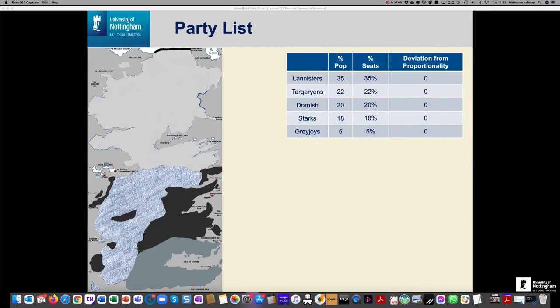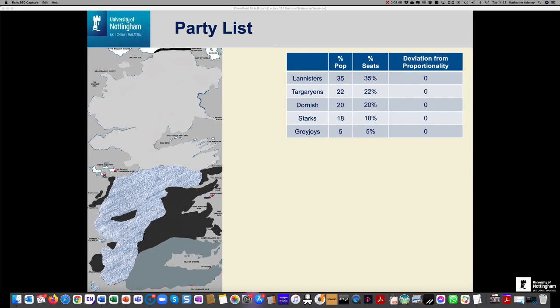So, let's first look at party list. This is a system that is advocated by people like Arend Lijphart for power sharing consociational frameworks. It's sometimes also advocated because it's an easy system to explain. You simply vote for a party.